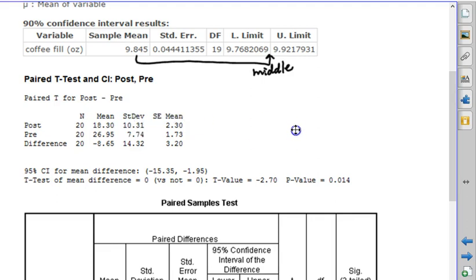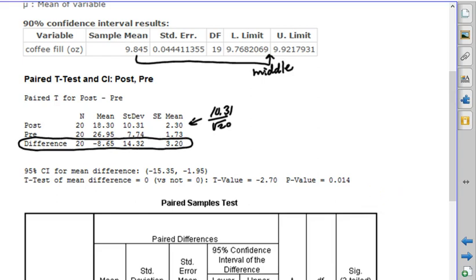So this would actually be 10.31 divided by the square root of 20, okay? And that does it for each of these values separately, but what I'm really interested in for my test would be this part, the paired differences. So my standard error, my mean, my mu difference, so this would be my mu difference here, would be negative 8.645. So the confidence interval for the mean difference, okay, is going to be negative 15.35, negative 1.95.